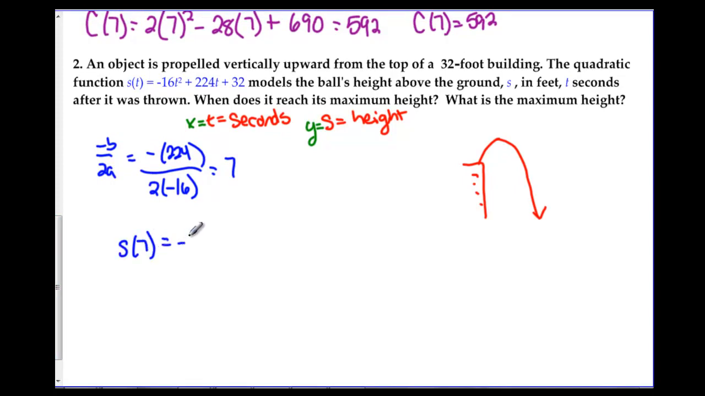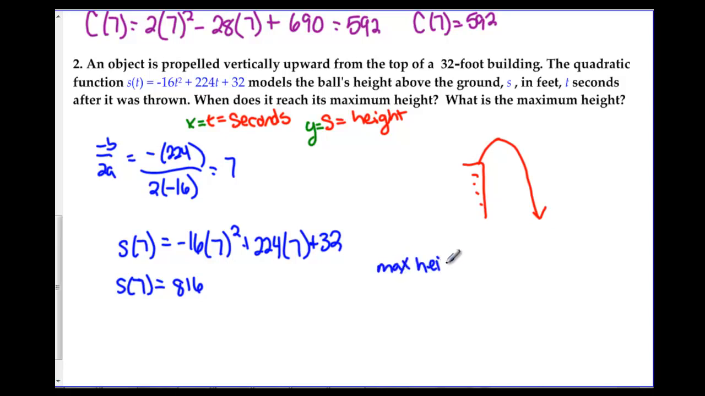So S of 7 equals negative 16 times 7 squared plus 224 times 7 plus 32. Did you guys get 816? All right, then I must have gotten the calculator right. So S of 7 is going to be 816. So the max height was what? Yes. So 816 feet. And what time? So 7 seconds, and that's going to be 7 seconds after it was thrown.